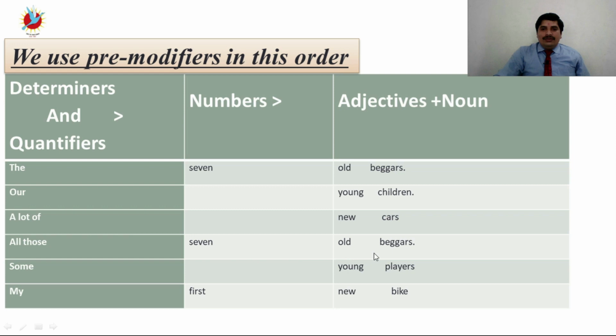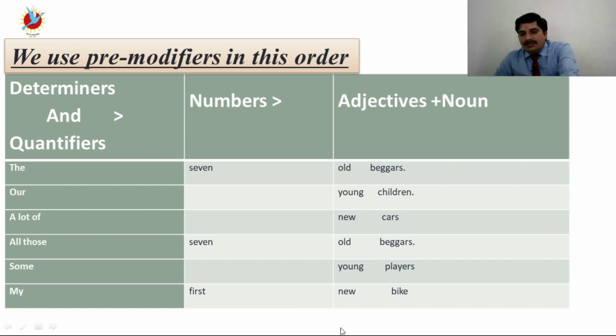All those 7 old beggars. Beggars is the noun. So all those 7 old is the pre-modifier of the noun beggars. Some is a quantity, right? Young players. So young is an adjective, players is the noun. So some young is the modifier. My is a determiner. First is a number, an ordinal number. New is an adjective. Bike is the noun. So my first new is a pre-modifier of the noun bike.